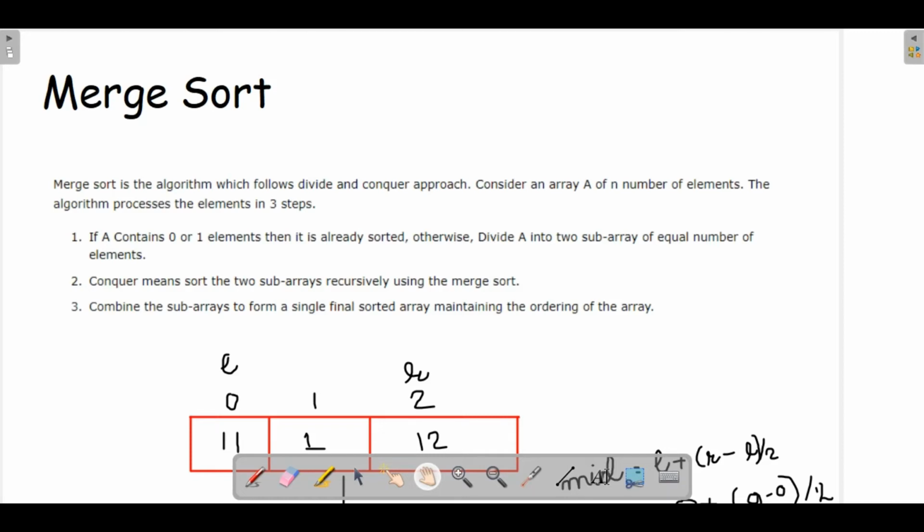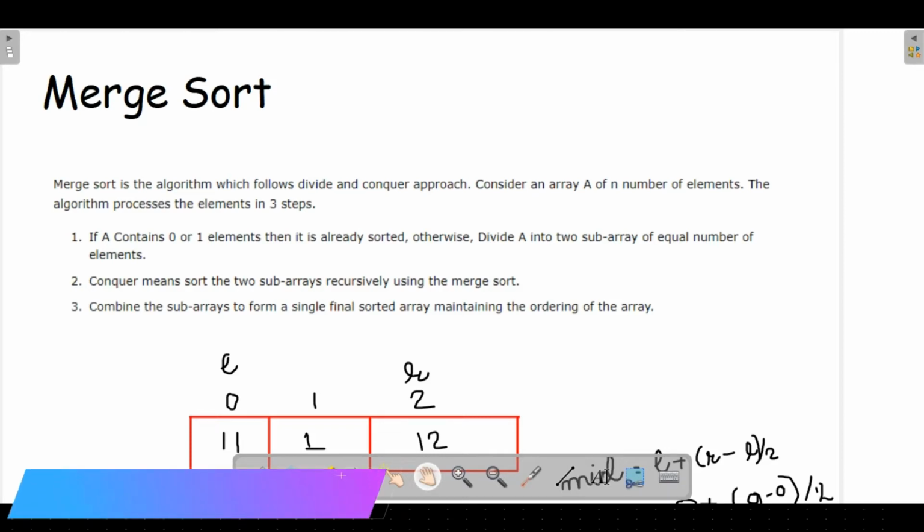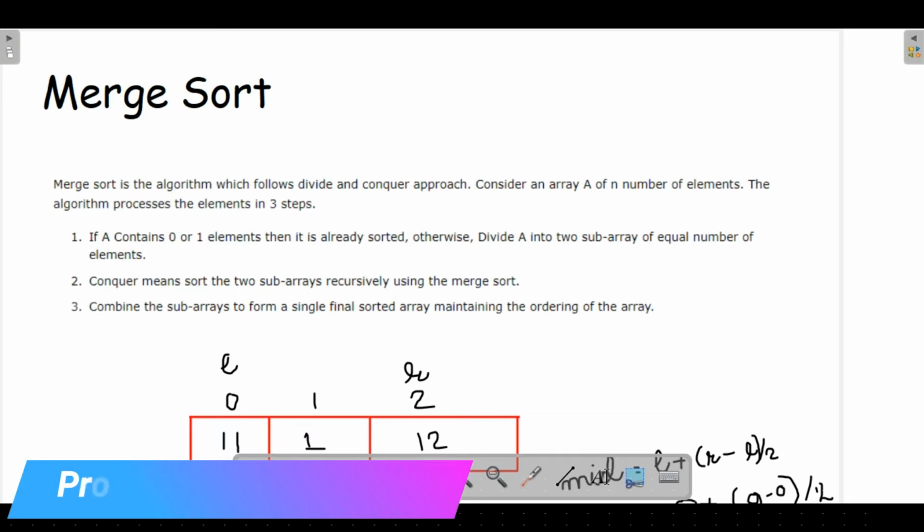Hello and welcome, guys. In this video, we will be understanding the basic idea or the program logic behind merge sort. Merge sort is a sorting algorithm which uses an approach called the divide and conquer approach.